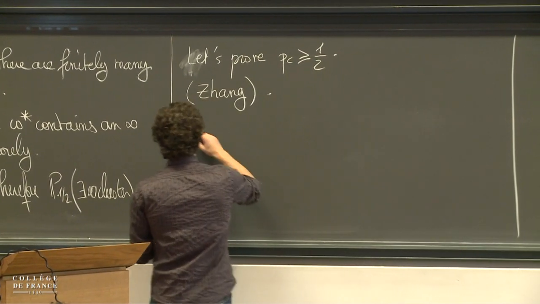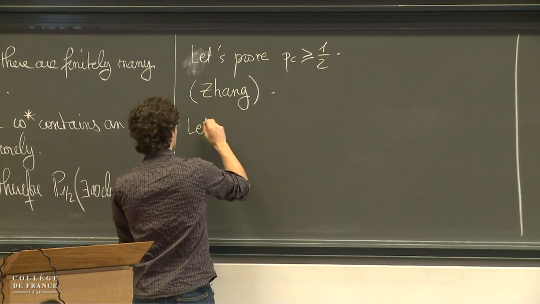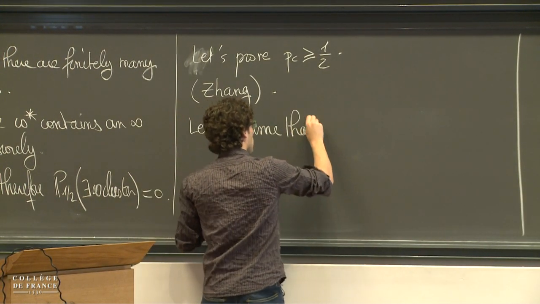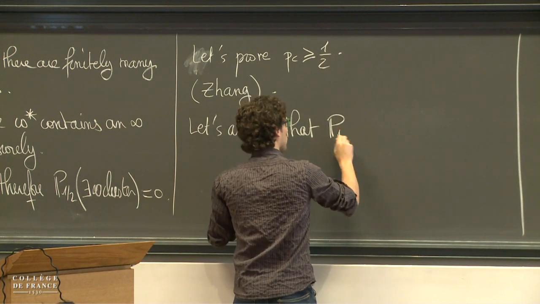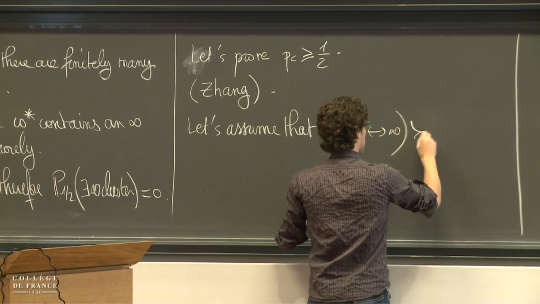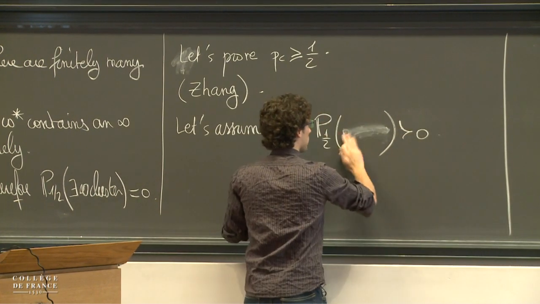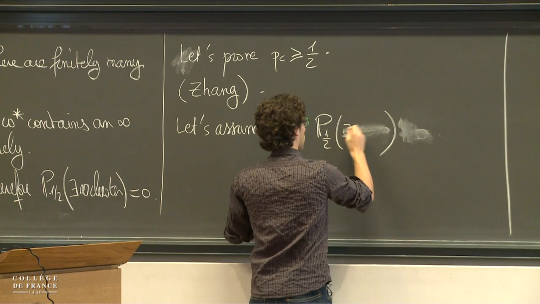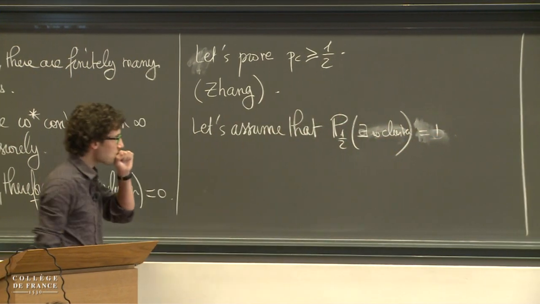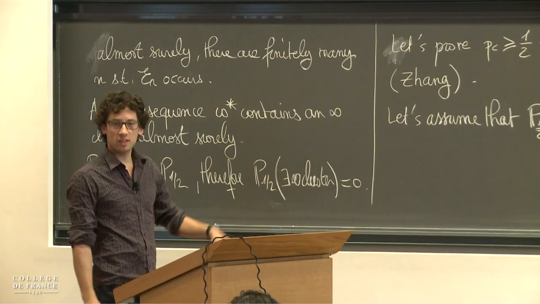So let's assume that the probability at 1/2 that 0 is connected to infinity is strictly positive. Or, I mean, that the probability that there is an infinite cluster is 1. Okay? Then what can I do?